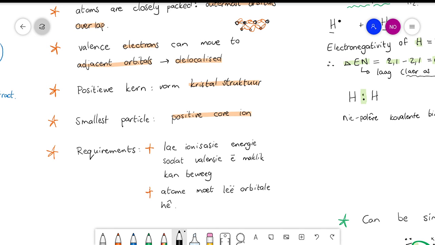Okay, grade 10s. For this year, we are focusing mostly on when the different bonds occur. When can we class it as a ionic, when is it a covalent, and when is it a metallic bond? En julle moet weet wat is die verskil tussen hulle.